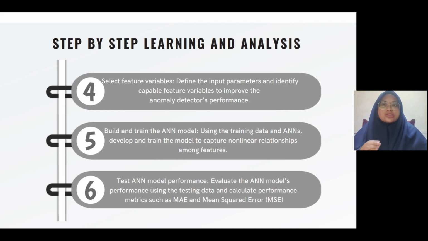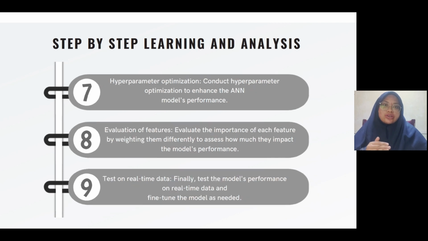Develop and train the model to capture nonlinear relationships among features. Sixth, test the ANN model performance. Evaluate the ANN model's performance using the testing data and calculate performance metrics such as mean absolute error and mean squared error. Seventh, hyperparameter optimization. We conduct hyperparameter optimization to enhance the ANN model performance. The next step, we evaluate the importance of each feature by weighting them differently to assess how much they impact the model performance. Lastly, test the model performance on real-time data and fine-tune the model as needed.